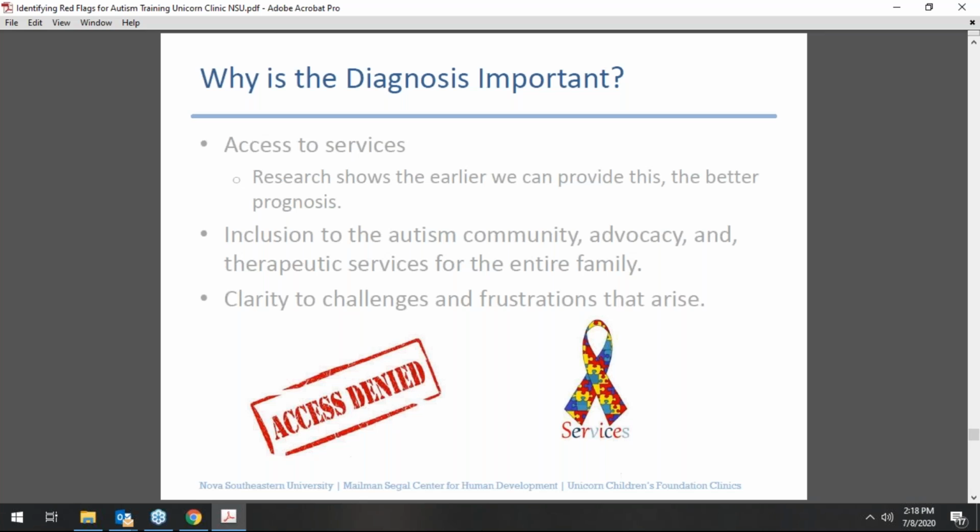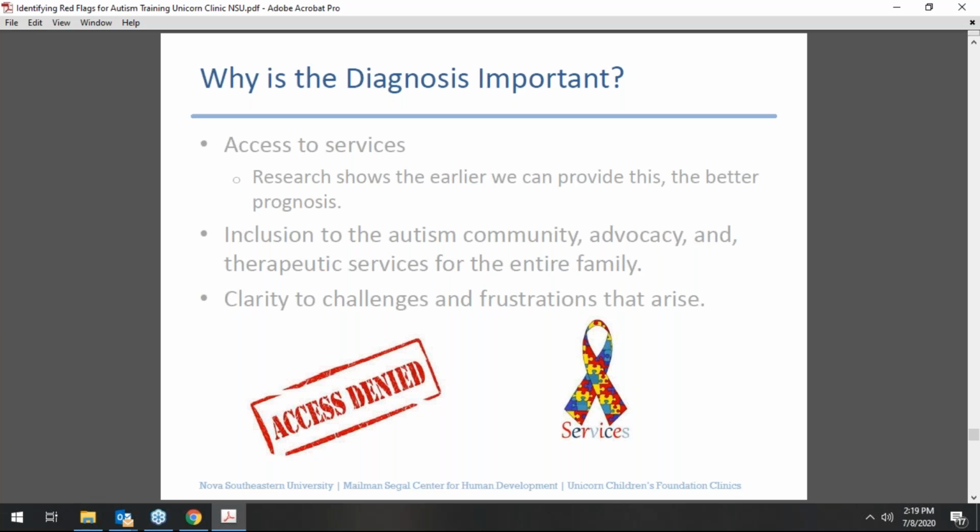What we do is a private evaluation. So the process is that we don't share the report with anyone else. The parents have the option of sharing the report if they would like to. We obviously encourage them to share the report with providers, with teachers, with the school, to be able to access services and inclusion in the autism community, as well as therapeutic services.